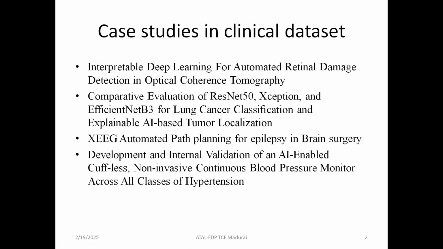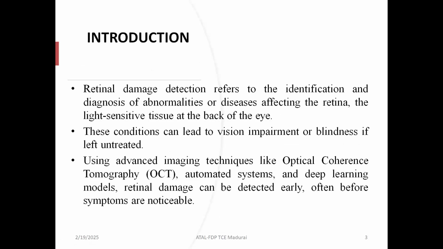So for retinal damage detection, here we have taken images from OCT, that is optical coherence tomography. It refers to the identification or diagnosis of abnormalities or diseases affecting the retina. The retina is a light-sensitive tissue at the back part of the eye where rods and cones help you recognize the amount of light entering the eye. This condition can lead to vision impairment or blindness if left untreated, so we have to detect it early based upon the symptoms and try to provide a solution.